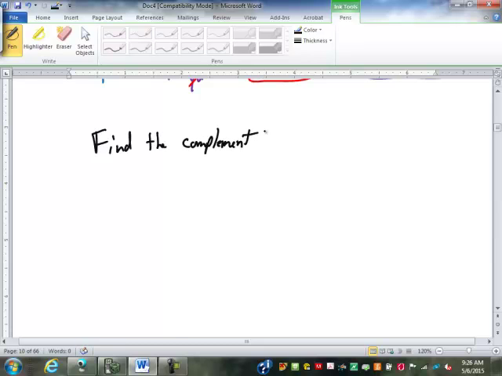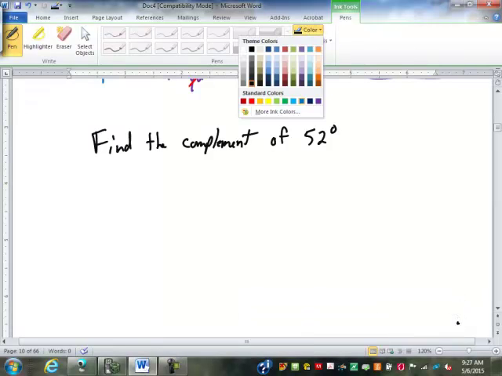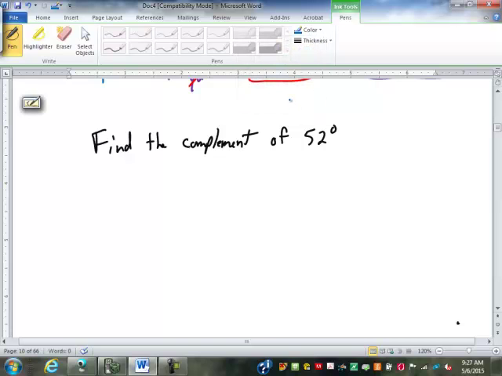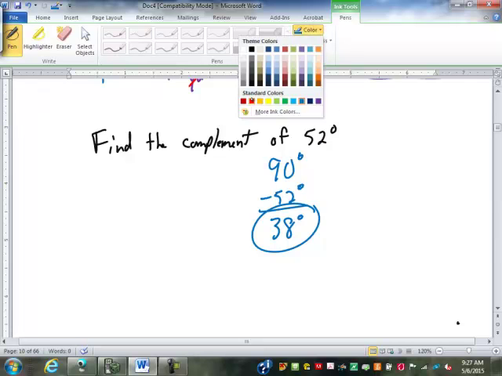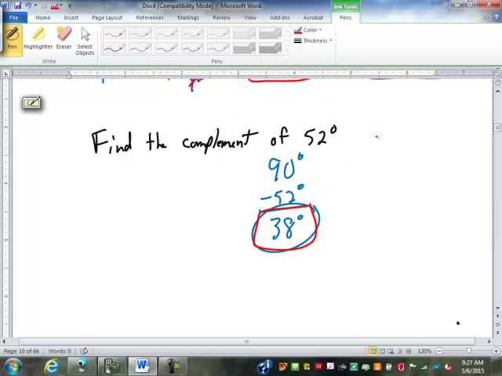Find the complement of 52 degrees. How would we do that? Complement means... I compliment you when you are right. So a right angle is how many degrees? 90. So complement means they add up to 90. So it has to be 90 minus 52, which is 38 degrees. Correct?